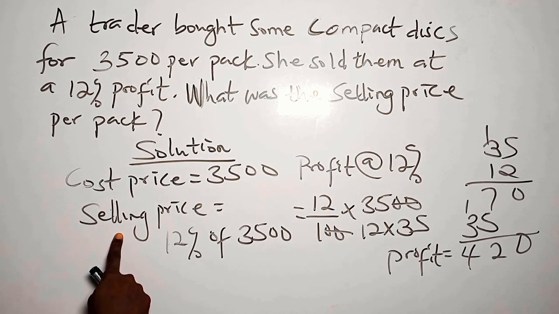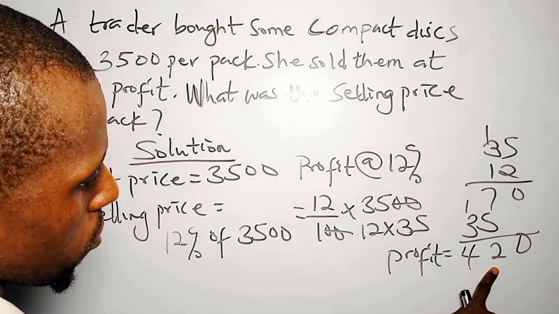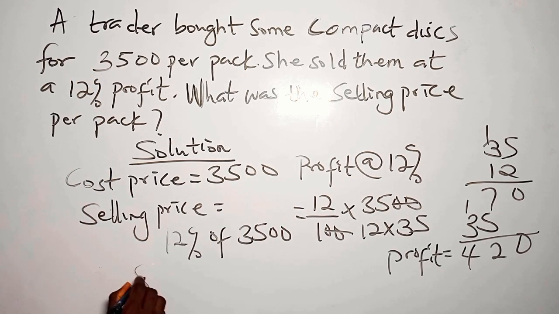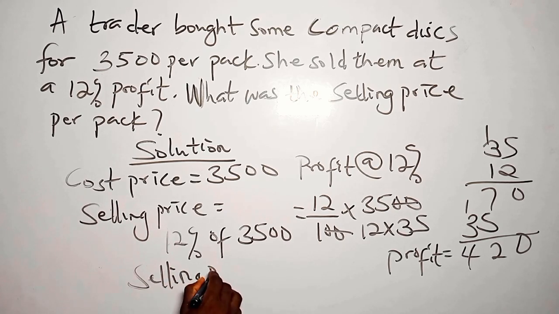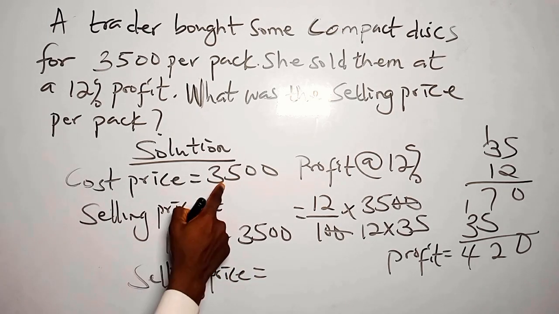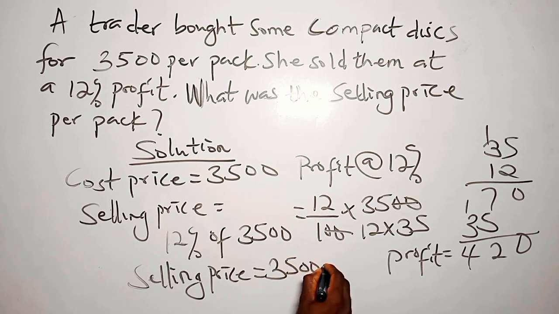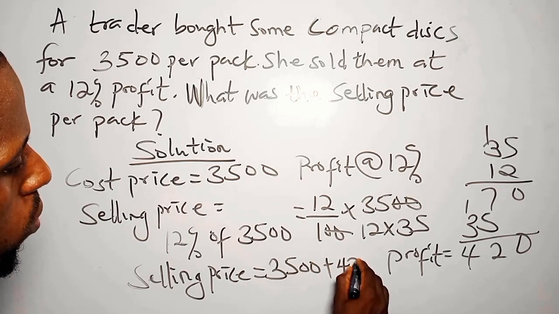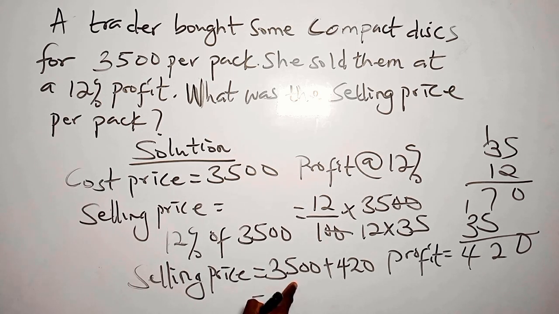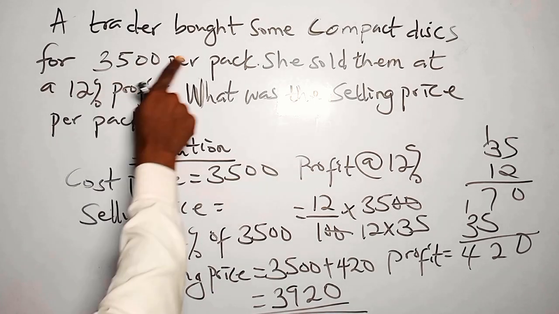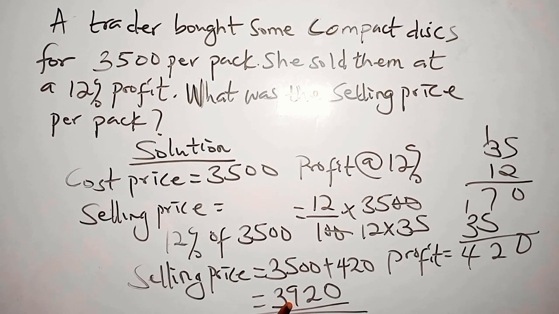So we have to determine the selling price. To get that, we add this 420 to the cost price. So the selling price will be 3,500 plus 420. When we do that, we have 3,920 as the selling price of this compact disc. When you subtract the cost price from the selling price, we have the profit at 420. Thank you very much.